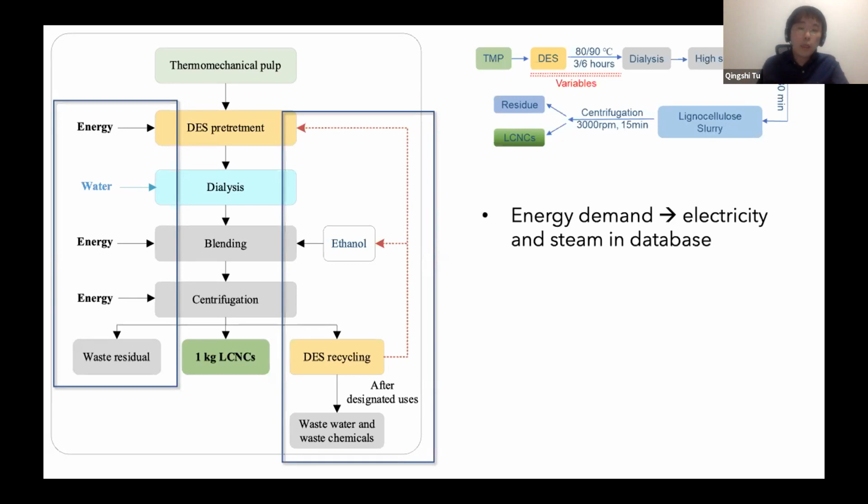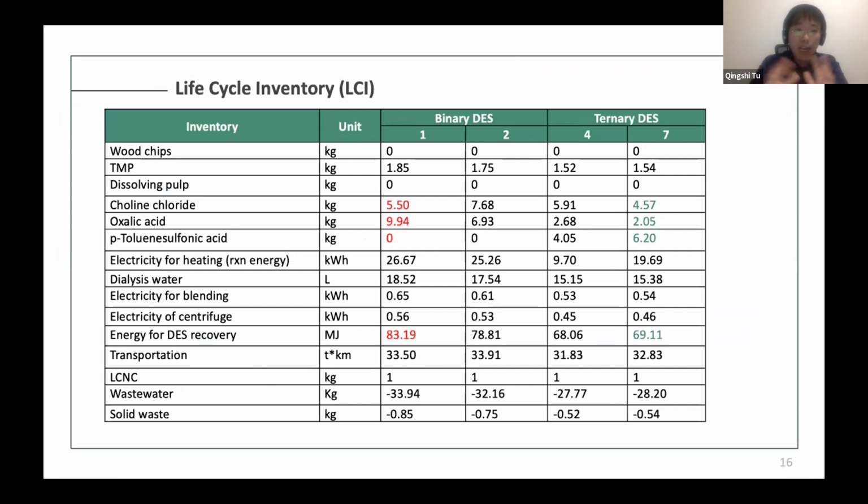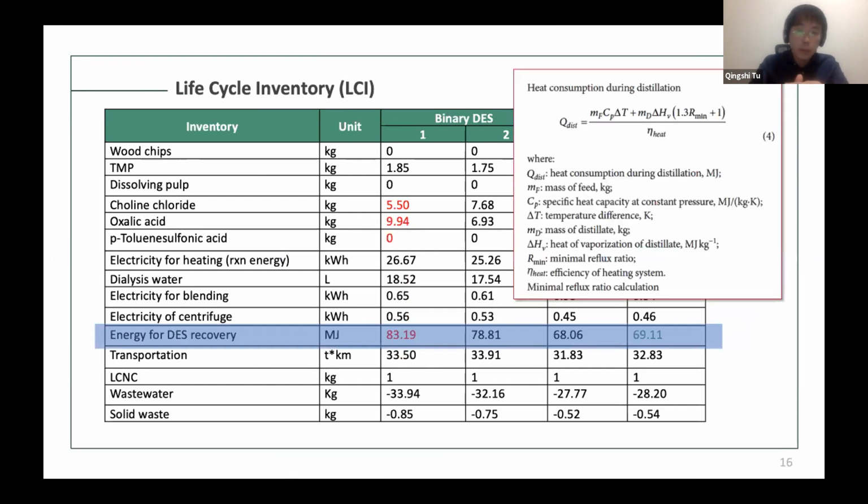So in our case, we need to calculate energy demand for this particular technology, which is electricity and steam, which actually exists in the database. And then we really need to understand how the DES recycling can be modeled, which is not in the database. So again, this is the lifecycle inventory table where you can see we have a row for the energy for DES recovery. But in this case, we didn't run a SM+ model, but we just use another category.